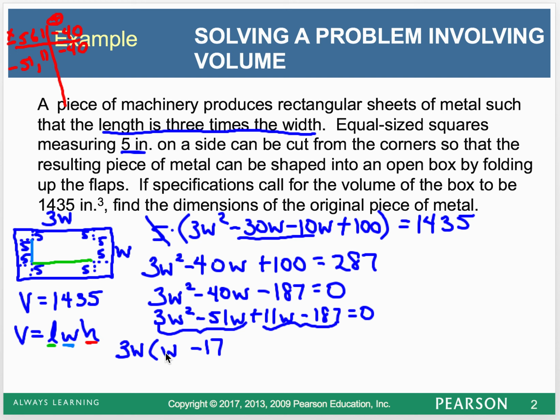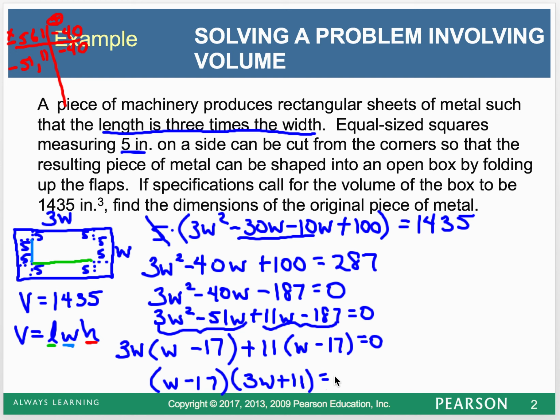And so that's going to leave w minus 17. Over here I can factor out that 11. Look, same thing. 1 and 7 is 8. If there's an 8 in the middle, that thing's divisible by 11. And that's going to leave w minus 17. So I wind up with w minus 17 times 3w plus 11 equals 0.